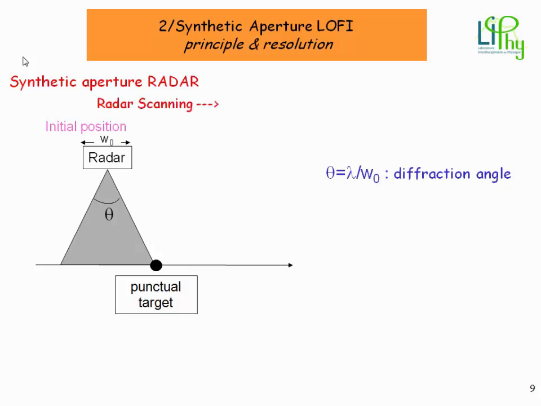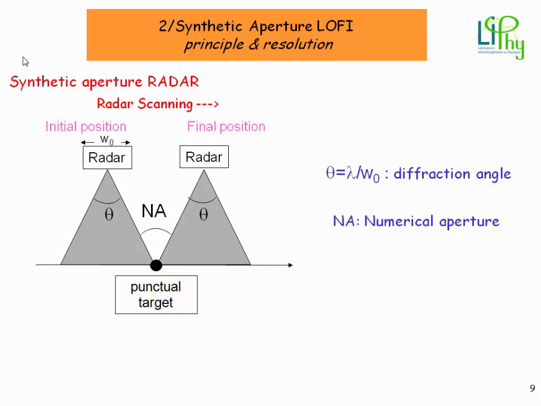And due to the radar scanning, due to the radar displacement, the target goes through the diffraction spot. And we can define the radar final position as the position when the punctual target goes outside the diffraction spot. And between the initial position and the final position, we can, of course, define the numerical aperture of our setup. The numerical aperture corresponds to the angle where the punctual target is seen by the radar. And this picture clearly shows that the numerical aperture is simply given by the diffraction angle, in fact.